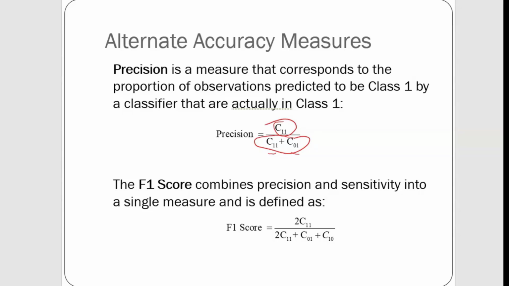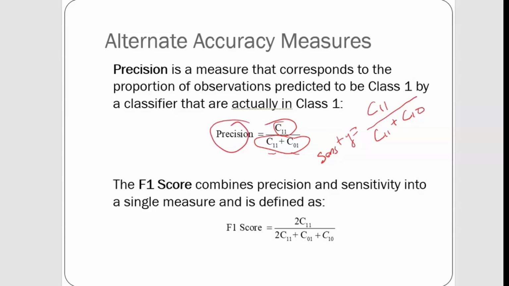Now this looks similar to sensitivity, but there's a slight difference. For sensitivity, we're looking at what is the correct identification rate of all our positives. So our C11 as a ratio of C11 plus C10. So how many were actually positives, but the model called negatives. So this is our sensitivity. Our precision is C11 as a ratio of all the positives that a model called. So that could include false positive as well as true positives.